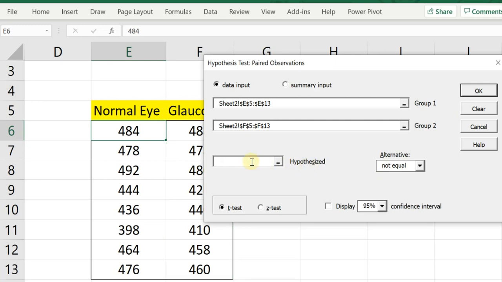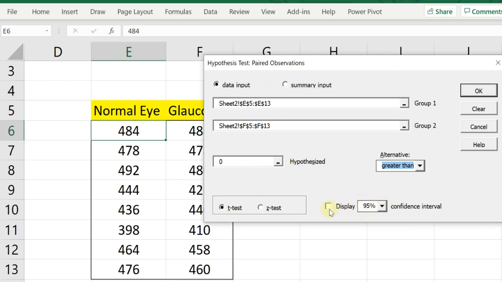Hypothesize the difference 0, which means there is no difference between the two, the corneal thickness of the two eyes. And the alternative here, remember we want to know if the normal eye was thicker, right? So mu d greater than. There. A greater average means thicker corneal thickness. And we're going to do a t-test here, and that's it. That's all you need here.